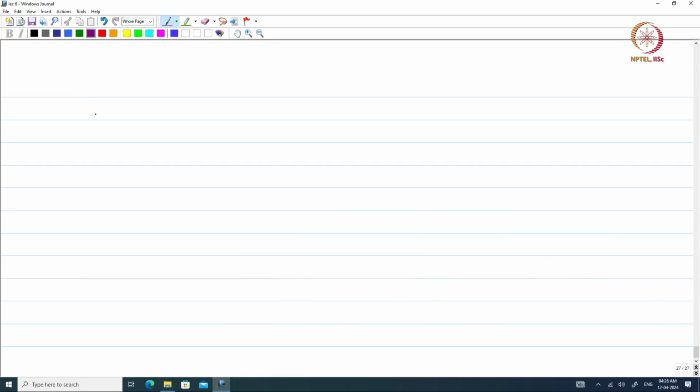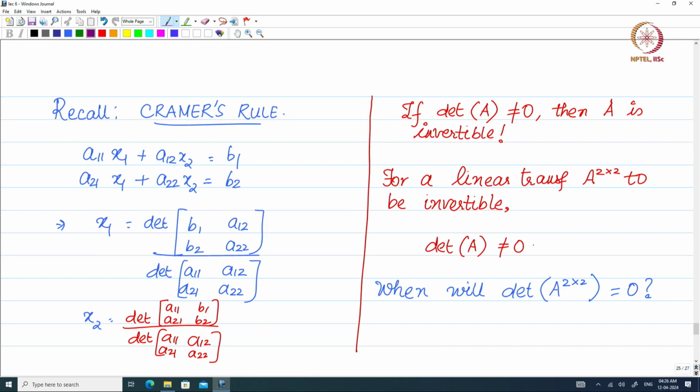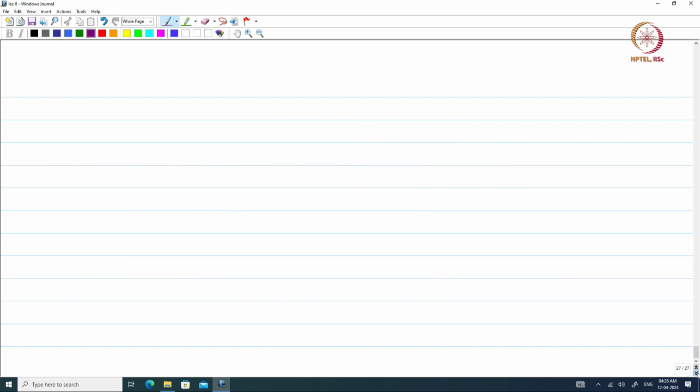So, what did we say? A transformation is invertible. I think we made that comment there. We said that a transformation is invertible only if the determinant of A is not equal to 0, right. Now, what we do is we basically look at a system of linear equations, which we have already done in module 1, and we are going to look at it from a completely different perspective right now.